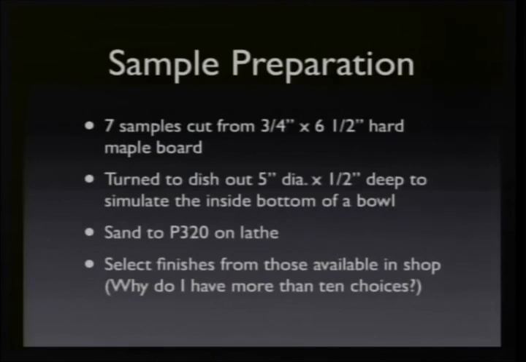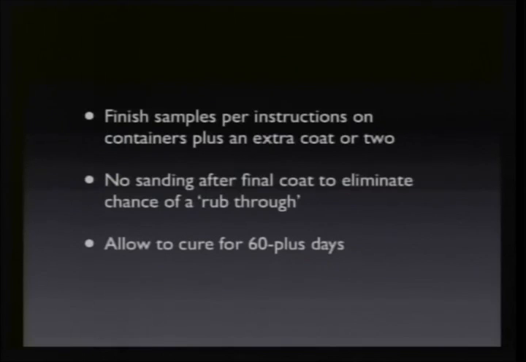We took 7 different blocks of wood and cut bowls in them. I'm not going to pass them around. You can come up here and look at them afterwards. We wanted to do a comparison of what happened. So we cut a dish out of each of them. We sanded them all to 320. And then we selected only finishes that John had in his shop, which I was surprised he had as many as he did.